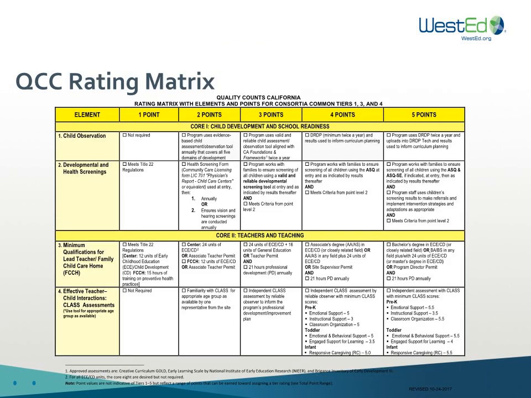Here's just a snapshot of the rating matrix in California, the current matrix, which under element 2 on the left is developmental and health screenings. And currently you can see at 3 points that a valid and reliable developmental screening tool is required for that rating. And at 5 points that the ASQ and the ASQ SE, if indicated, are to be used.